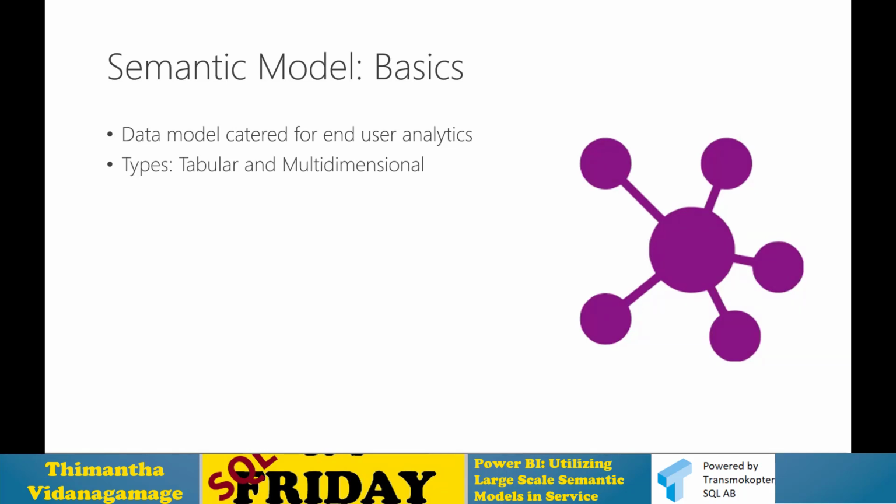There are two types of semantic models: tabular semantic models and multidimensional semantic models. Previously, it was just multidimensional semantic models that were available, and later on, tabular semantic models came up. Also, tabular semantic models are a lot more compressed compared to multidimensional semantic models. In this session, we'll be looking at tabular semantic models because in Microsoft Power BI, you can only develop tabular semantic models.